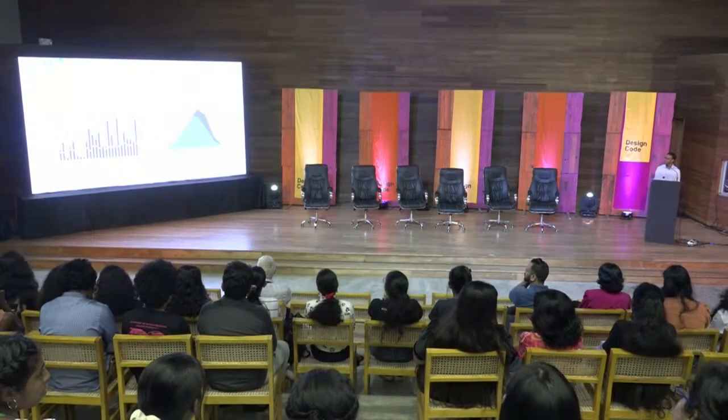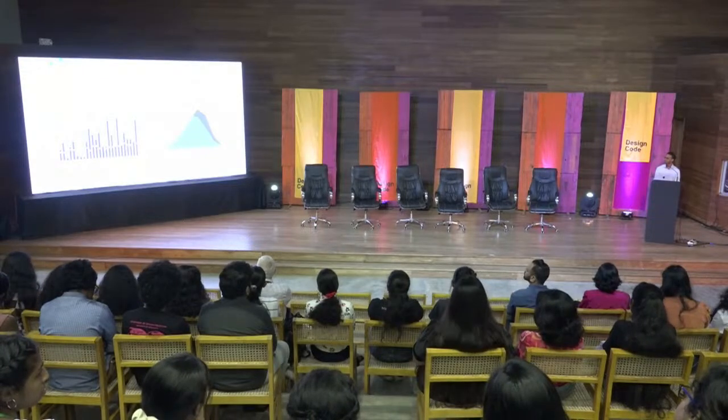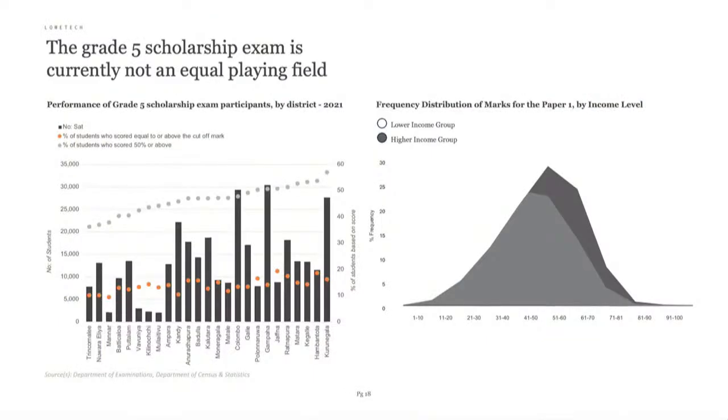One of the things, I don't want to say we all know, but I think it's a reality, is that the Grade 5 scholarship exam at the moment is not a very level playing field. If you look at the graph on the right-hand side, what the graph is trying to show is that people who come from a higher income family tend to do better in the Grade 5 exam.